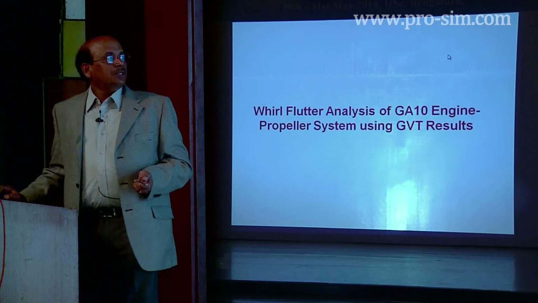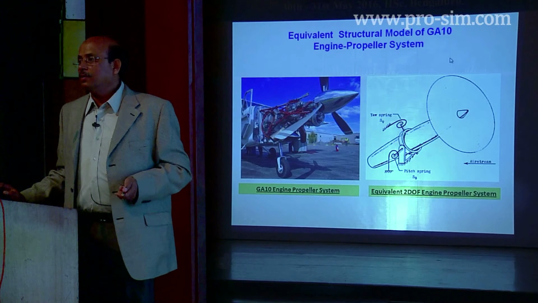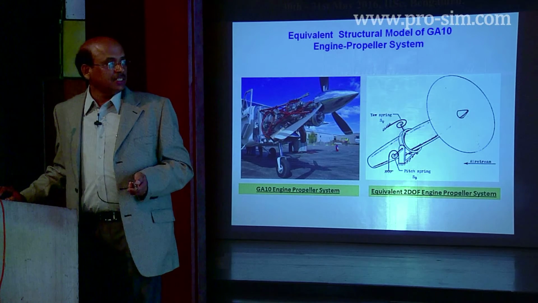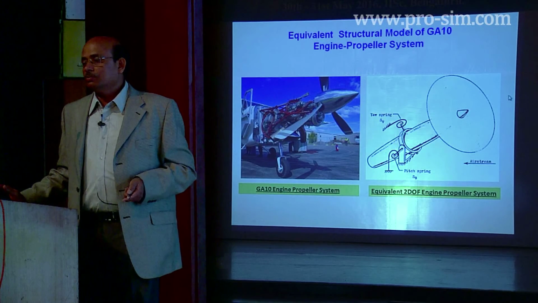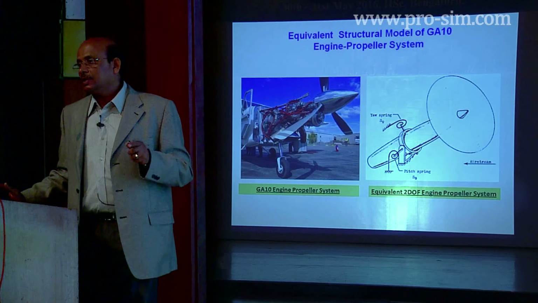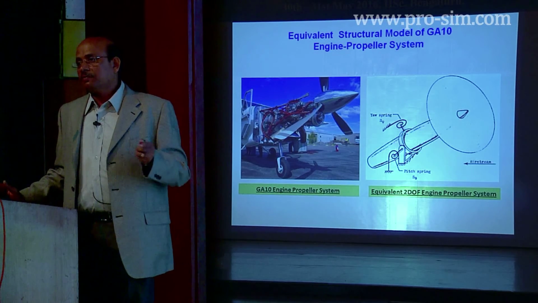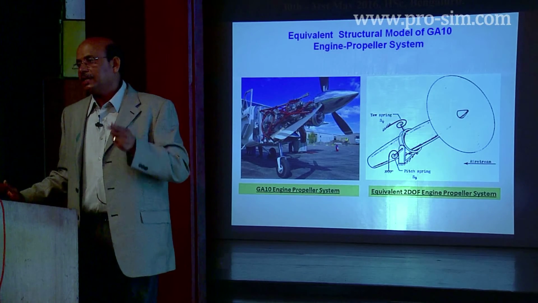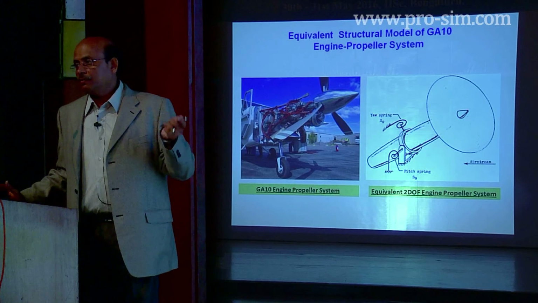Okay. So then we come to the final topic. I was talking about the whirl flutter characterization. This is a GA-10 aircraft developed by an Australian company. They wanted us to qualify the aircraft both for the regular structural flutter condition as well as the whirl flutter conditions. In fact, we took all our instruments to Australia, conducted the GVT there, came back, then processed the results, and based upon that we qualified the aircraft.